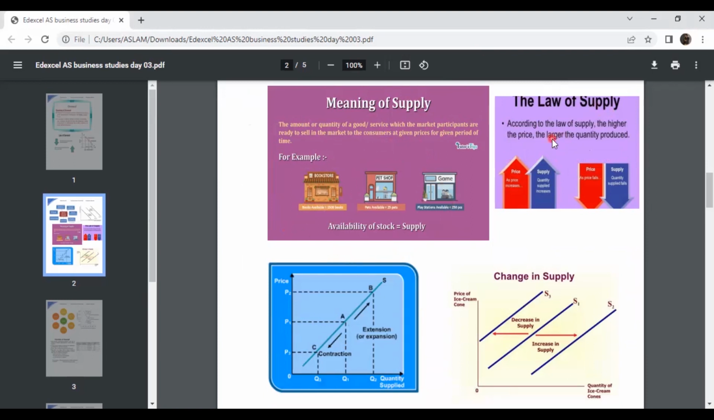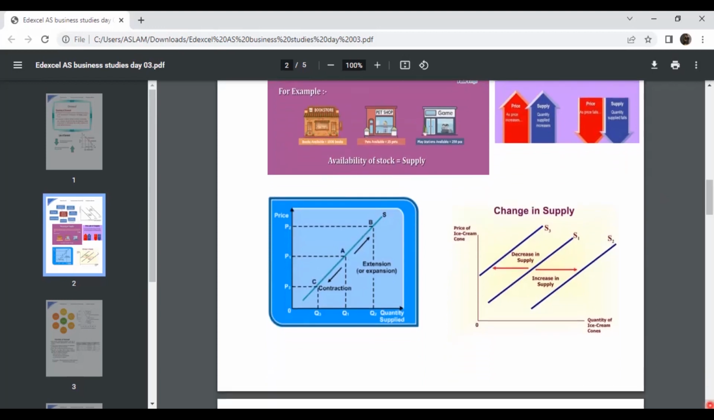So we have the law of supply. According to the law of supply, the higher the price, the larger the quantity produced. So you can see when price increases, supply must increase. When price decreases, the supply must decrease. If you think it's very fast in explanation, let me know, because these things you will learn in your O level. Even in economics, I taught you these things.